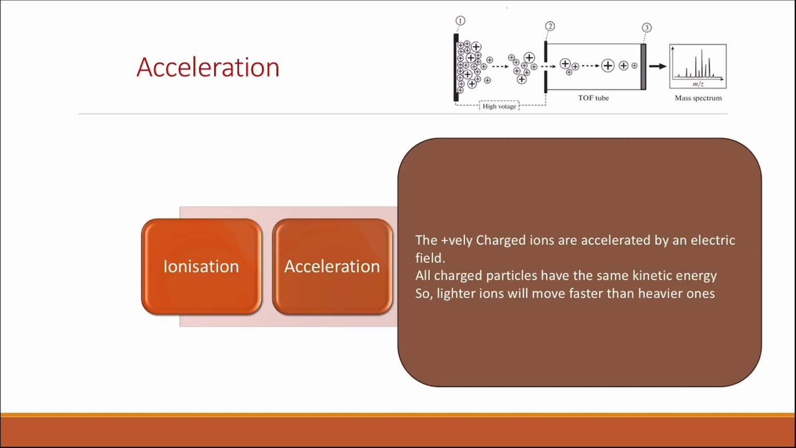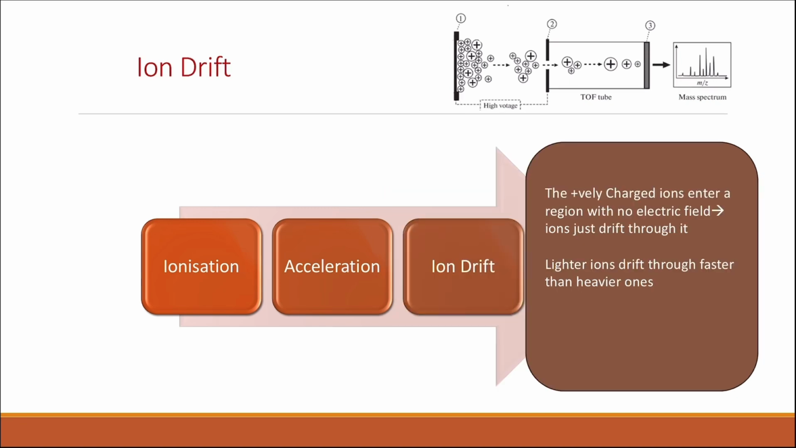The second stage is the acceleration, where they are accelerated and they all have the same kinetic energy. They don't usually ask about that in the exam. The ion drift, as I mentioned before, happens because they all have the same kinetic energy. The one with the lower mass will reach the detector first.